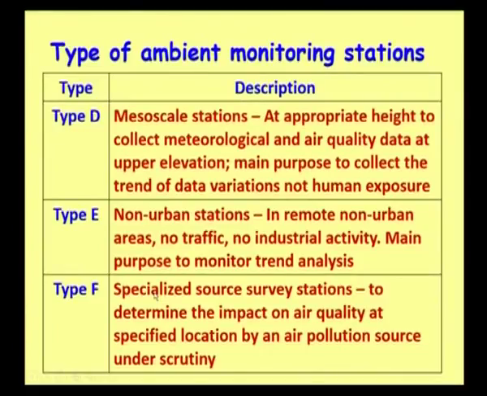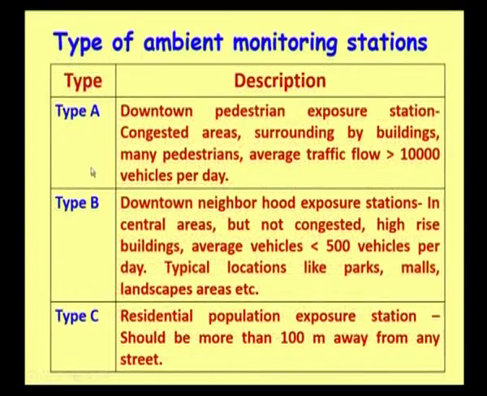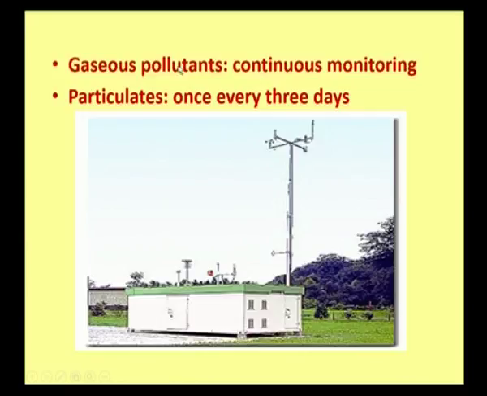And type F is the specialized source survey station, particularly at very remote places, sometimes even balloons or remote satellites. Therefore, in these 6 ways we are monitoring. This is the typology according to where we are measuring. So, we are dividing it into the 6 types, and then for gaseous pollutants there is continuous monitoring, and for particulate matter once in every 3 days.